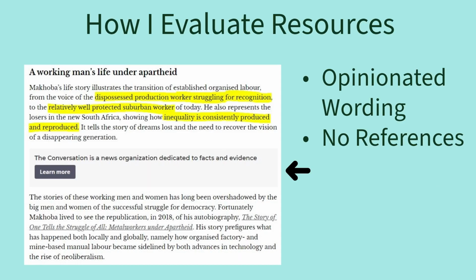To evaluate the author's purpose and point of view, I look for opinionated wording. Here they describe the subject as formerly being a dispossessed production worker who, after apartheid ended, became relatively well protected. They go on to say that the subject represents the losers in the new South Africa, showing how inequality is consistently produced and reproduced. There may be factual information to back up all of these claims, but until the reader has read them, these statements should be treated as opinion.